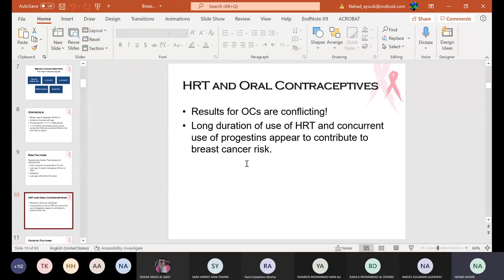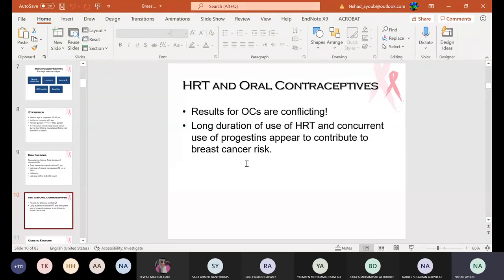For example, a lot of women use pills, the combined oral contraceptives or the progestin only. The data about using these contraceptives that contain estrogens and progestins are still conflicting, but there is a risk. Okay, so there is some risk associated with the use of oral contraceptives.